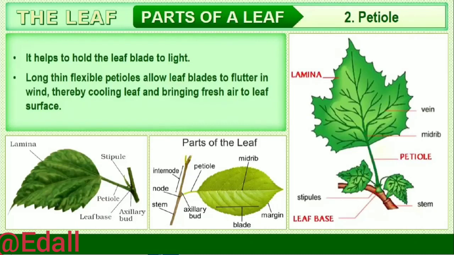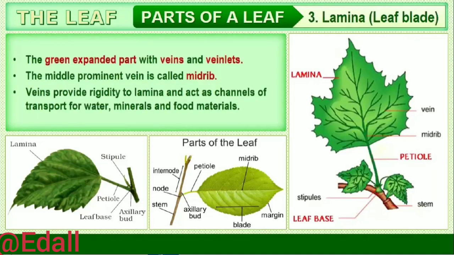Long thin flexible petioles allow leaf blades to flutter in wind, thereby cooling the leaf and bringing fresh air to the leaf surface. The lamina or the leaf blade is the green expanded part of the leaf with veins and veinlets. There is, usually, a middle prominent vein, which is known as the midrib. Veins provide rigidity to the leaf blade and act as channels of transport for water, minerals and food materials. The shape, margin, apex, surface and extent of incision of lamina varies in different leaves.